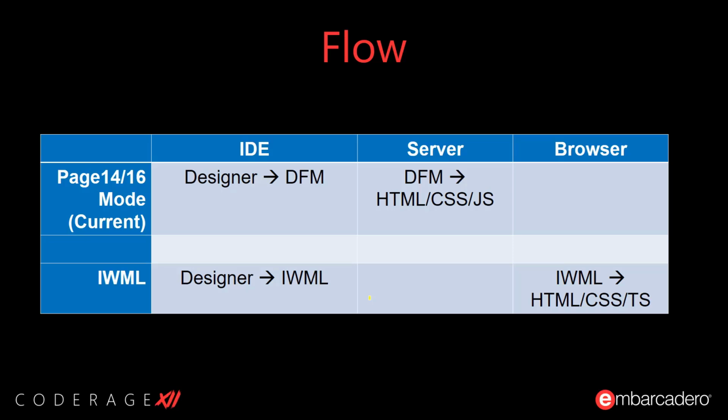So what happens in IntraWeb 17 with IWML is that the designer will translate it to IWML. And then, instead of translating it on the server into HTML, CSS, and JavaScript, it sends the IWML directly to the browser. And then the IntraWeb code that we've written that runs in the browser, the IWCL, which has always existed, but this is a much expanded version of it, will take that IWML inside the browser and translate it to HTML, CSS, and TypeScript. Now this might not seem like a big deal, but in addition to the simplification, it gives us several other big advantages, which we're going to talk about soon.